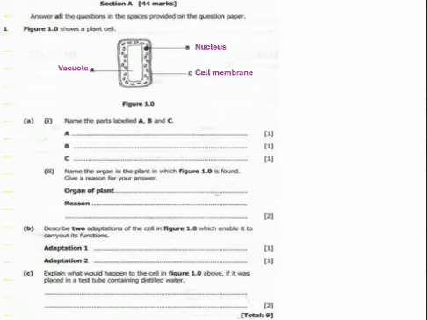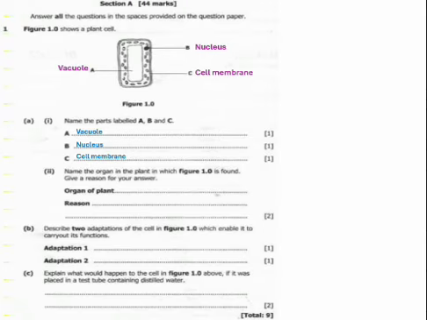This question falls under the topic cell structure and organization. You must study all these topics that I'm mentioning, because it is very important. It does not miss in your final exam. Let us start answering the question. Roman numeral 1. Name the parts labeled A, B, and C. Part A is the vacuole. Part B is the nucleus. Part C is the cell membrane.